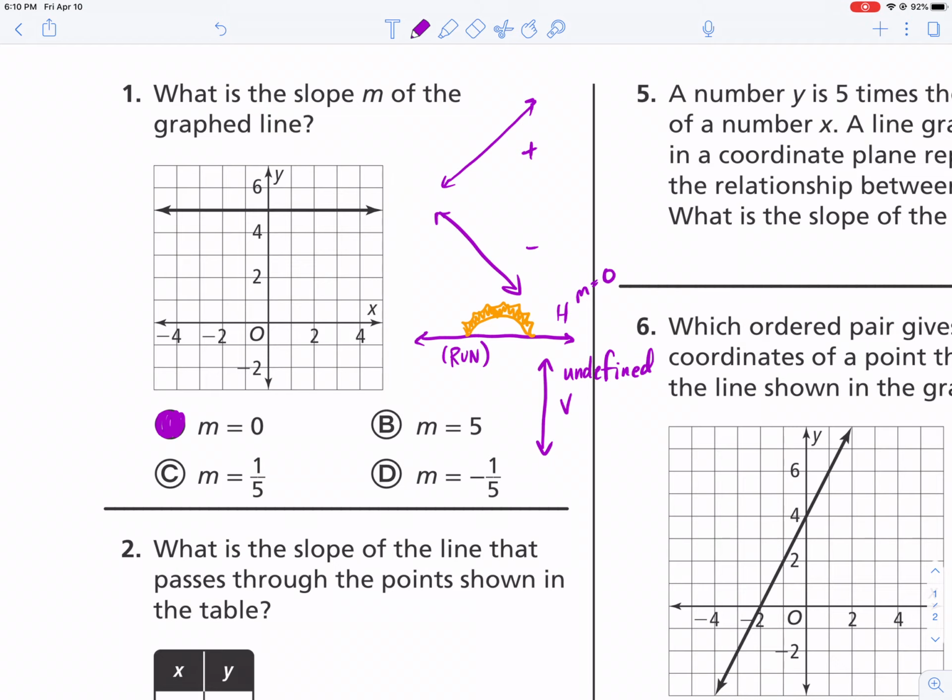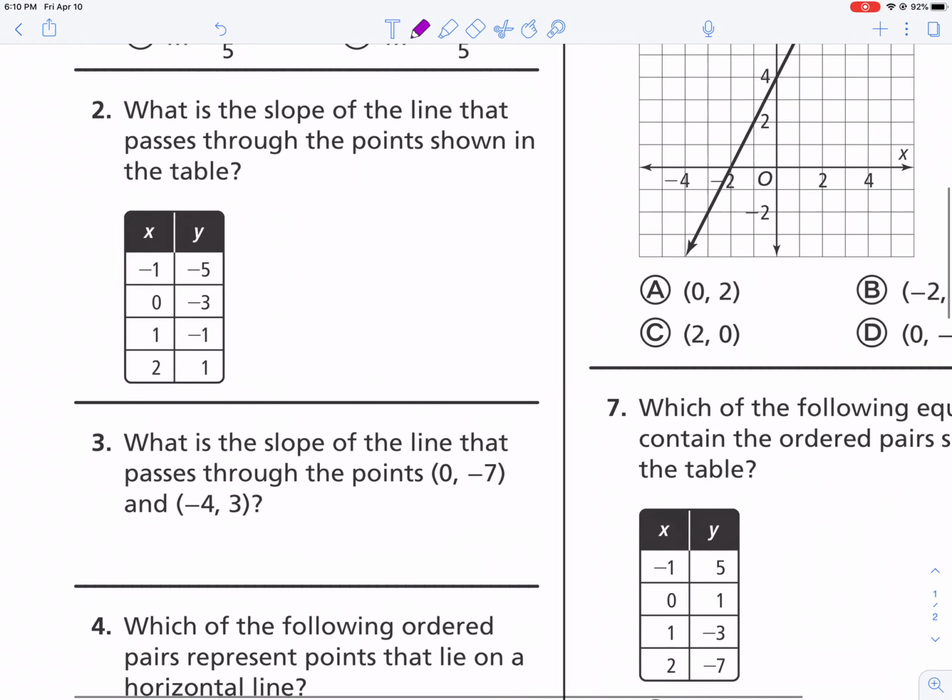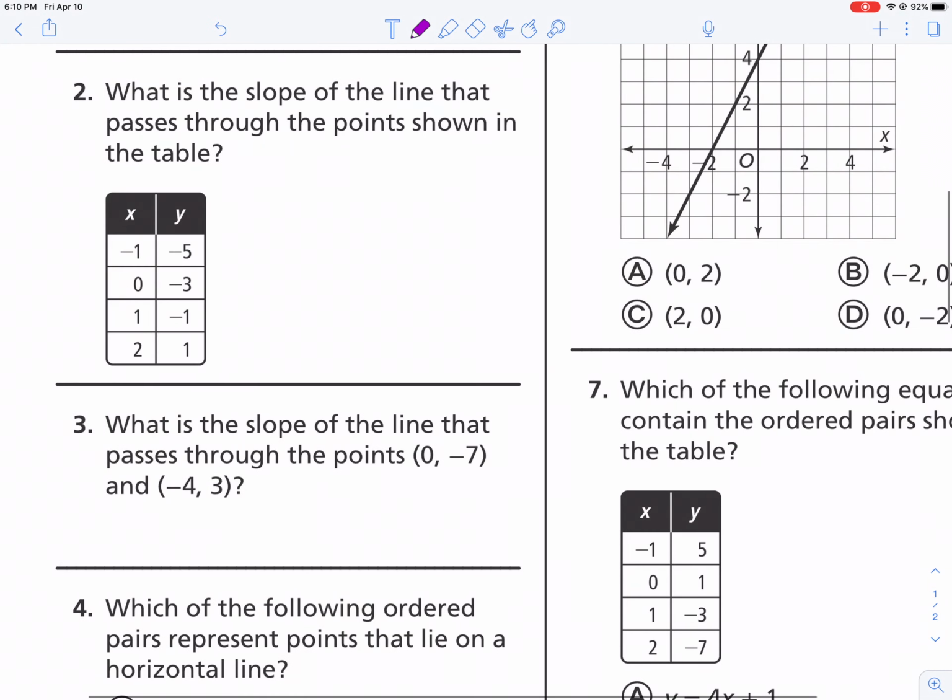So on to number 2. For this one, we have to find the slope, but this time they give us a table or a t-chart, or what we could graph on the coordinate plane. So first thing we need to look at is our x values and see if they increase by 1. So from -1 to 0, it increases by 1. From 0 to 1, it increases by 1. And from 1 to 2, it increases by 1. Which means now we can look at our y values and see what our slopes are consistently.